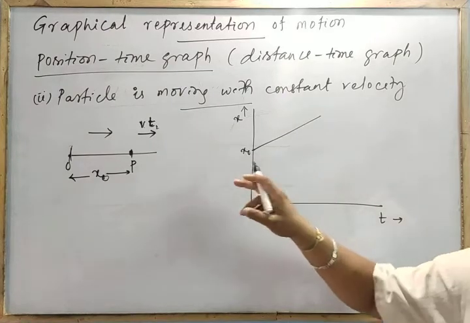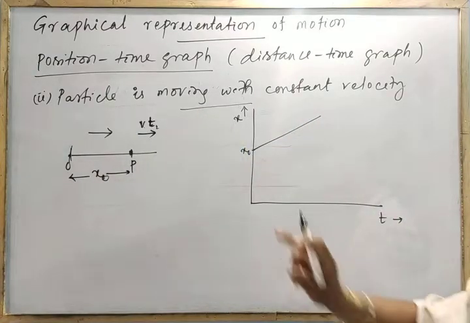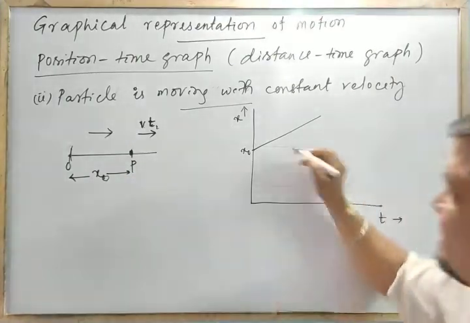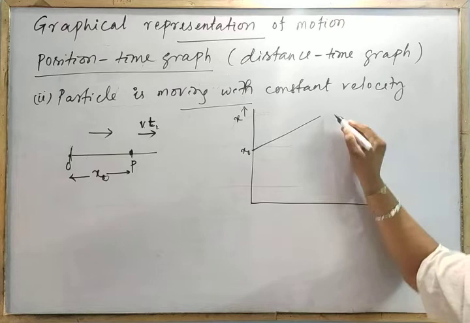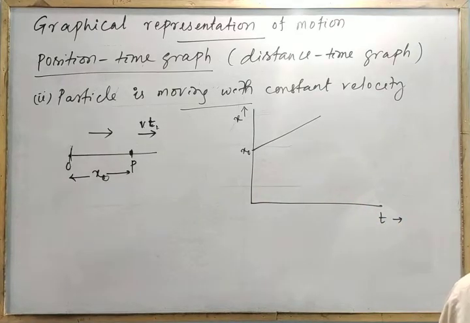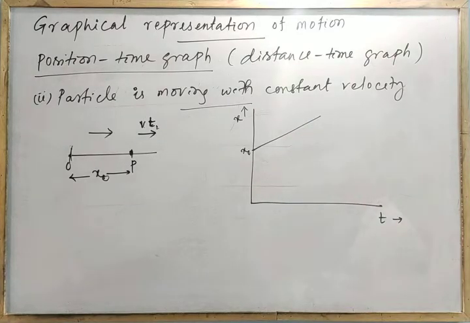It shows that when the particle is moving towards the right, its distance from the origin goes on increasing as time passes. Is that clear? So here is the position time graph of a particle moving with constant velocity towards the right. It will be a straight line inclined to the time axis.